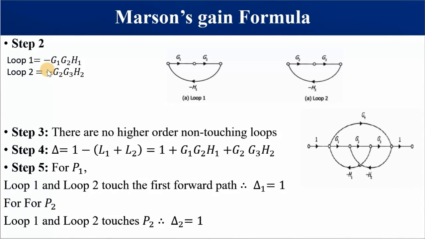In other words, in our step 2, we've got this loop and this loop, and those are the only loops that we have. Our first loop is G1 G2 times minus H1. Then our second loop is G2 G3 times minus H2. We are done. We found the gain of the individual loops.